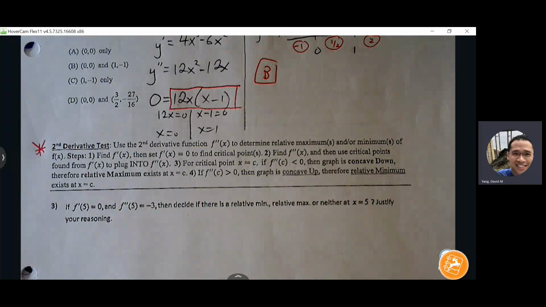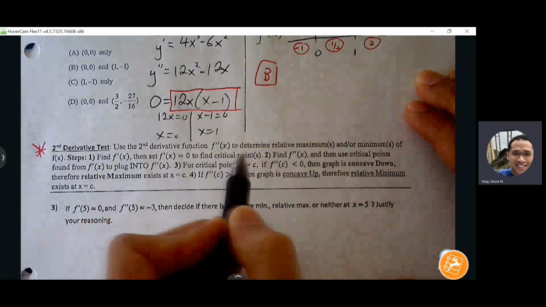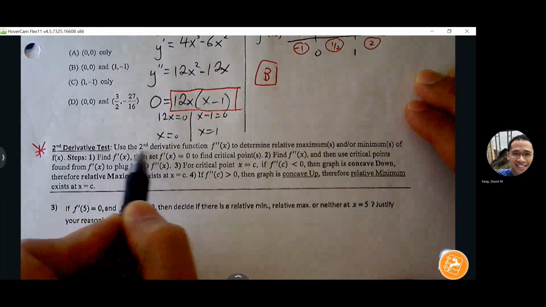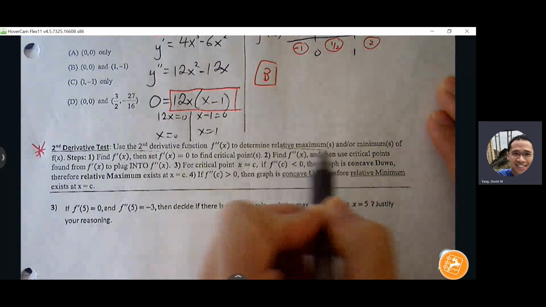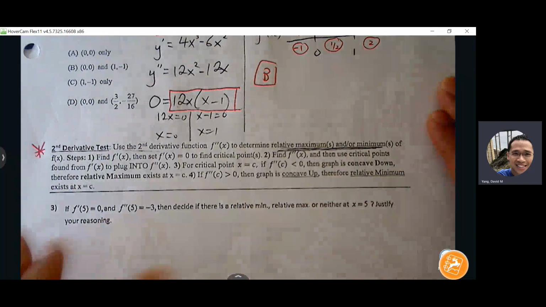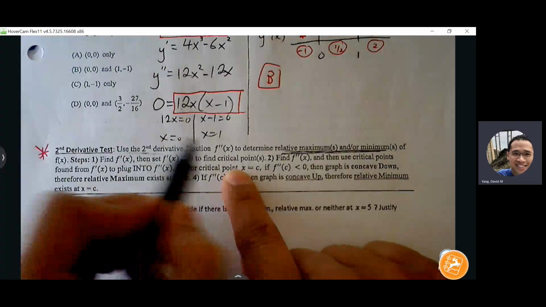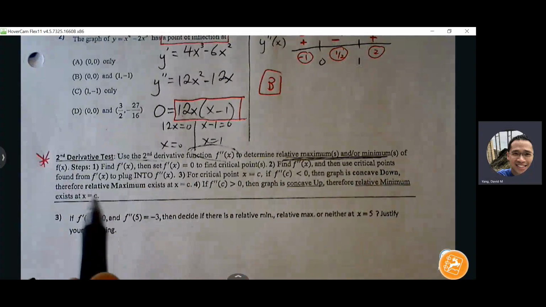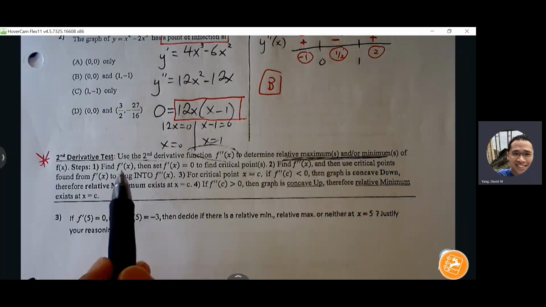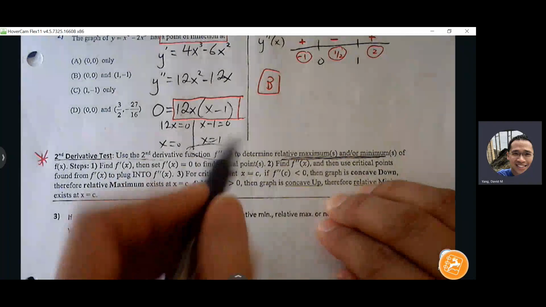Okay, so here's the idea: we use the second derivative test to find the same thing as the first derivative test, which is the relative max and relative min. It's just another way of finding max and min, but it uses the second derivative to help us get there. So what we do is we find f prime, set f prime equal to 0, and find a critical point.